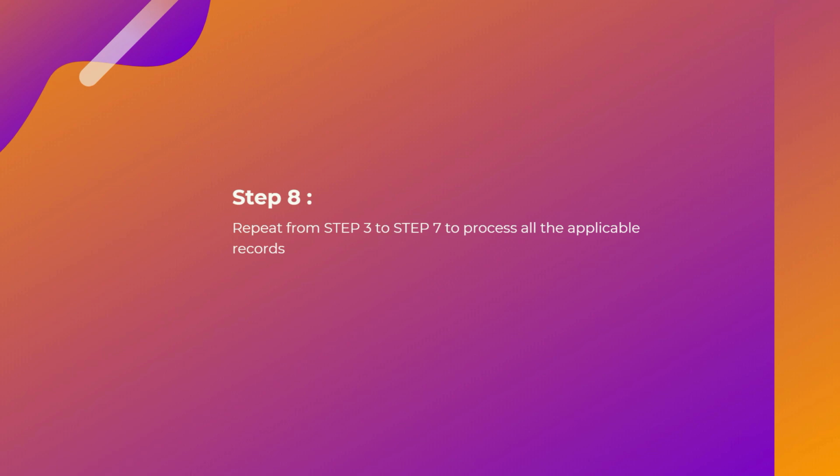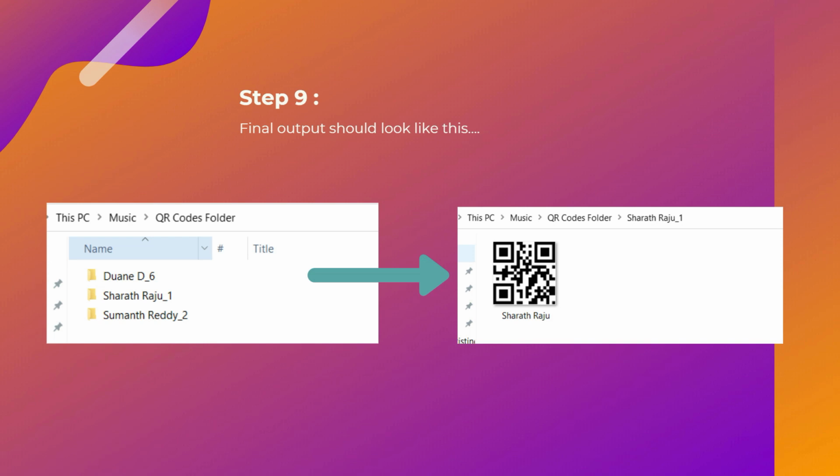So whatever steps we have performed till now, repeat from step 3 to step 7 to process all the applicable records. And as a final step, this is how the final output will look like. You have a folder inside which you have that particular person's QR code. This is how it will look like.